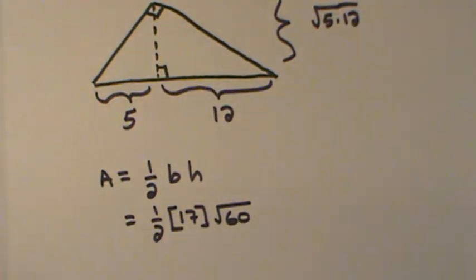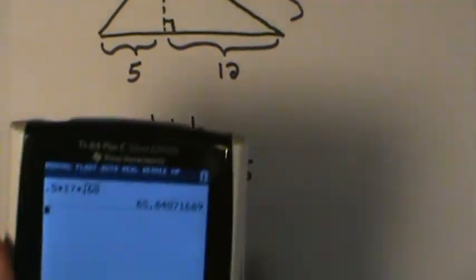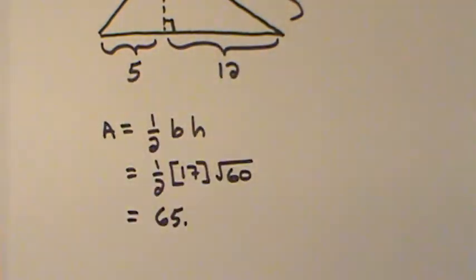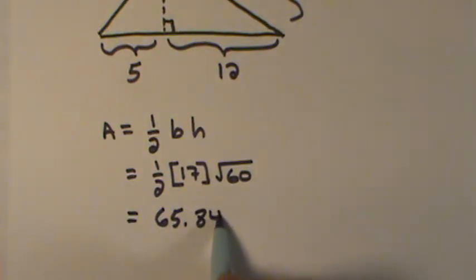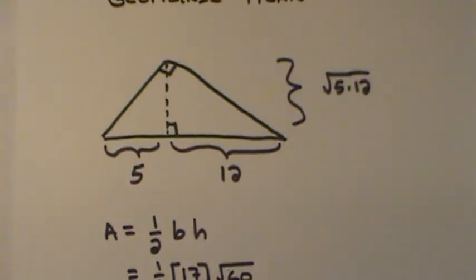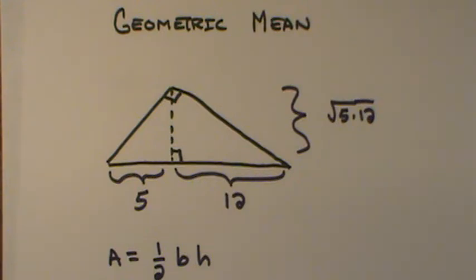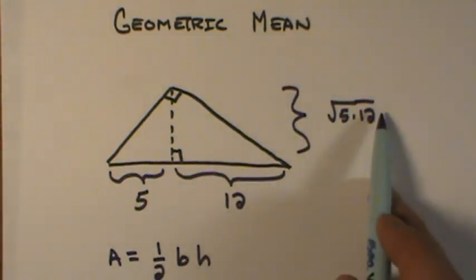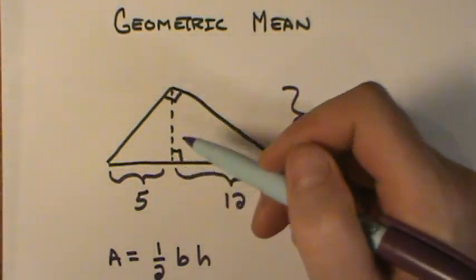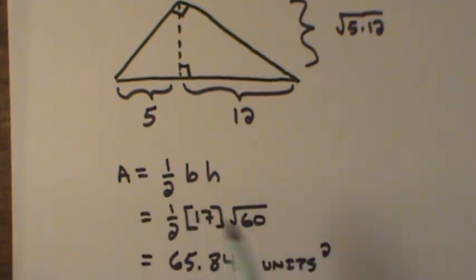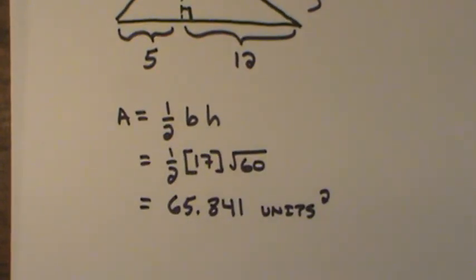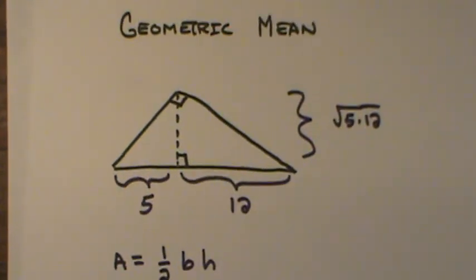I have an area that would be equal to 65.841, rounding appropriately, units squared. That's the geometric mean. And that's where you most often see it used in geometry. You simply take one partition times the other. If you square root that, that will give you the height of your triangle. And then of course to find the area is simple, 1/2 base times height. That's your geometric mean.